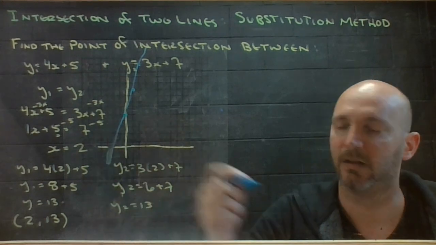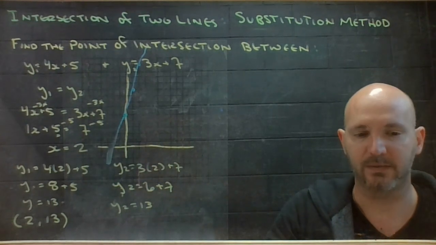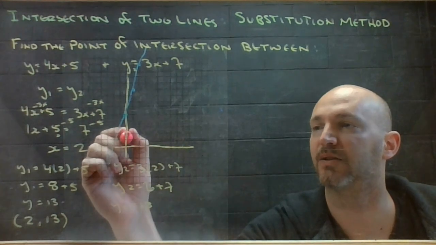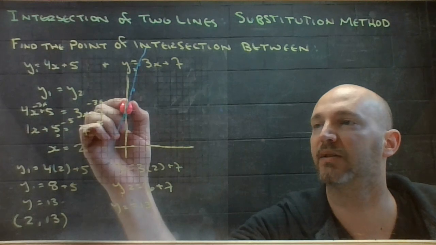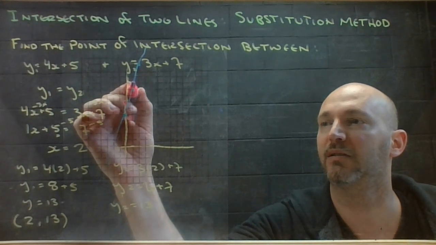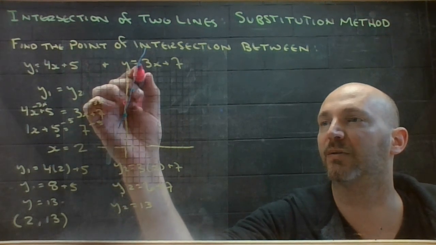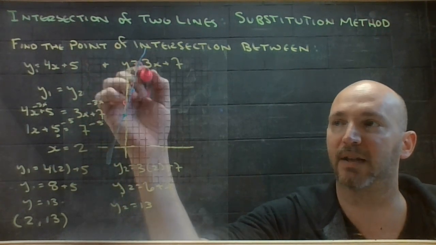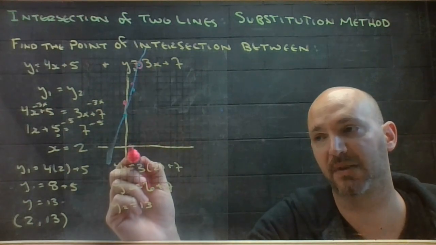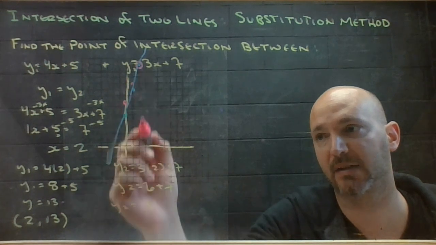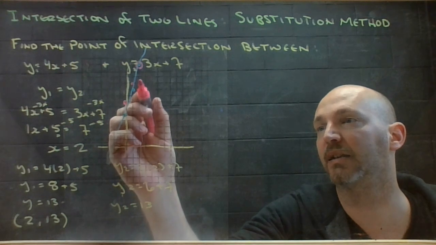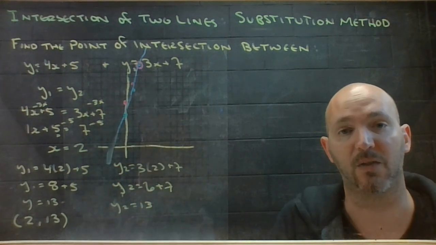Whatever. And then I have line 2 that starts at 7. 1, 2, 3, 4, 5, 6, 7. And goes up 3 over 1. 1, 2, 3. And look, they cross right there. They have a common point. And that common point happens to be at 2 on the x, and 13 on the y.